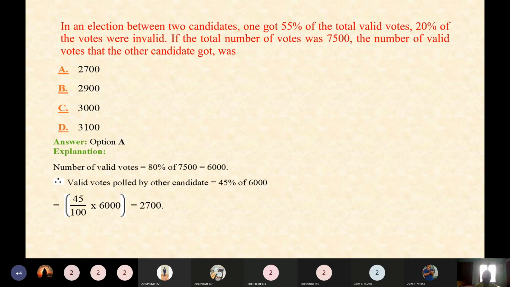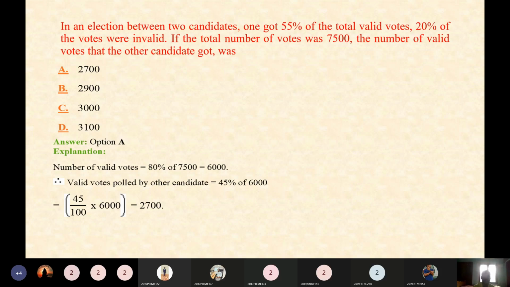Even though 7,500 votes are polled, 1,500 votes are invalid and rejected. So now you know that 6,000 votes are valid. In these 6,000, 55% went to one candidate and the remaining 45% votes were received by the other candidate.